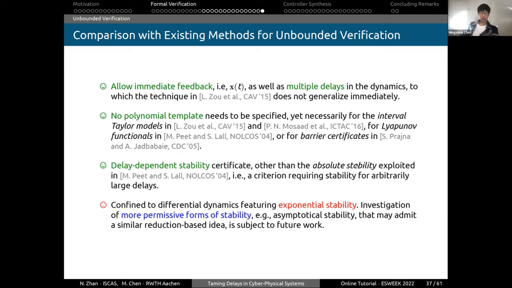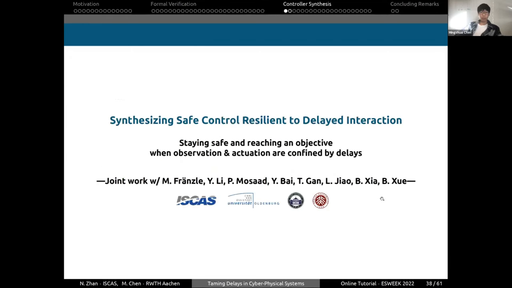But still, there are some drawbacks of our method. Apparently, our technique is confined to differential dynamical systems that feature exponential stability. Of course, investigation of more permissive forms of stability, for example, asymptotic stability, would be subject to future work to explore whether they admit a similar reduction-based idea to bounded verification. So that would be all the parts we talk about delay differential equations, I think.